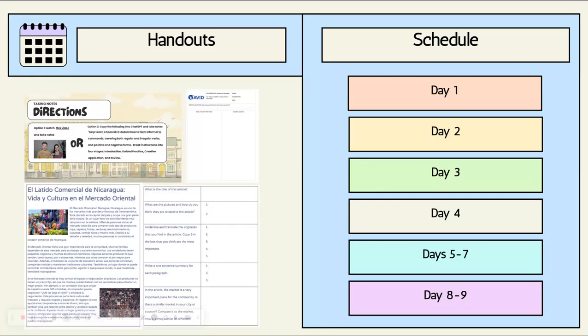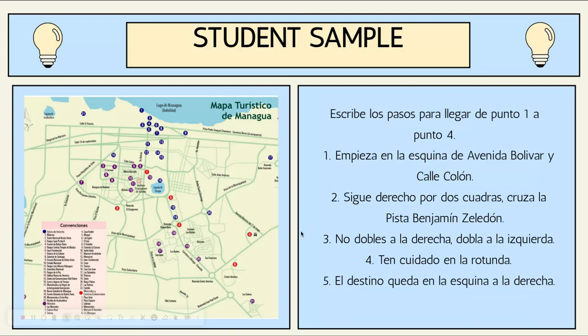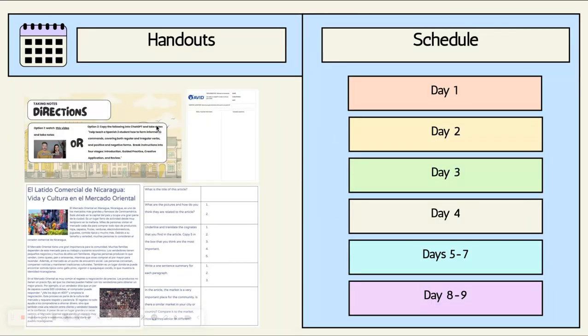Station 2 is looking at a physical map, and they would have to use those notes in order to write directions from the plaza to the mercado. Here's a quick example of that which I'm talking about. So they would write directions from point 4 to point 1 to 4, and these verbs here, empieza and sigue and cruza, are examples of the grammar that they took notes on the night before.